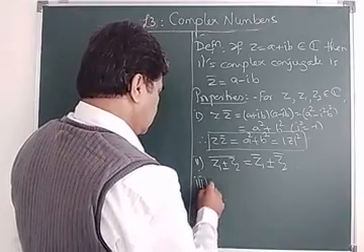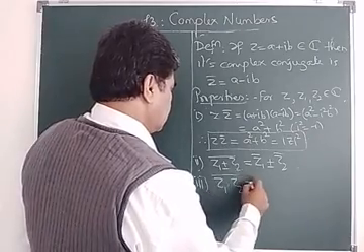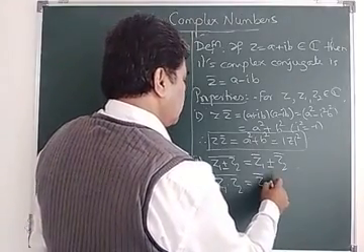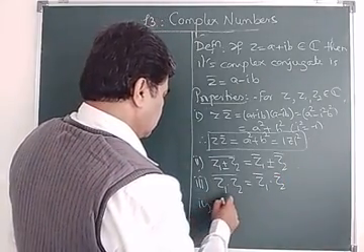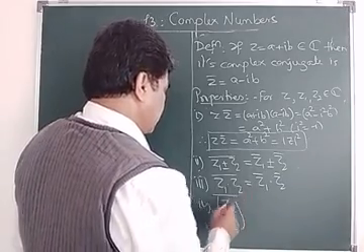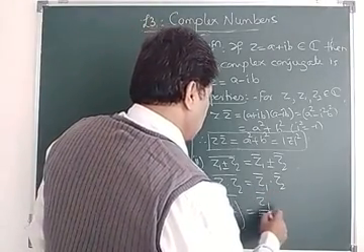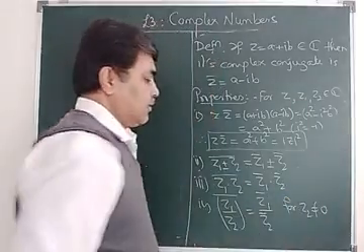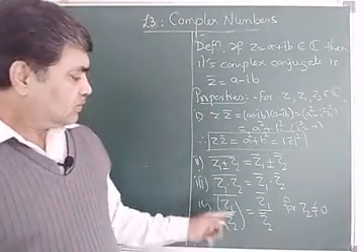Third, the conjugate of z1 into z2 is the product of their complex conjugates. And fourth, the conjugate of z1 upon z2 is equal to z1 bar upon z2 bar for z2 not equal to 0. So you can easily prove these properties and you can verify.